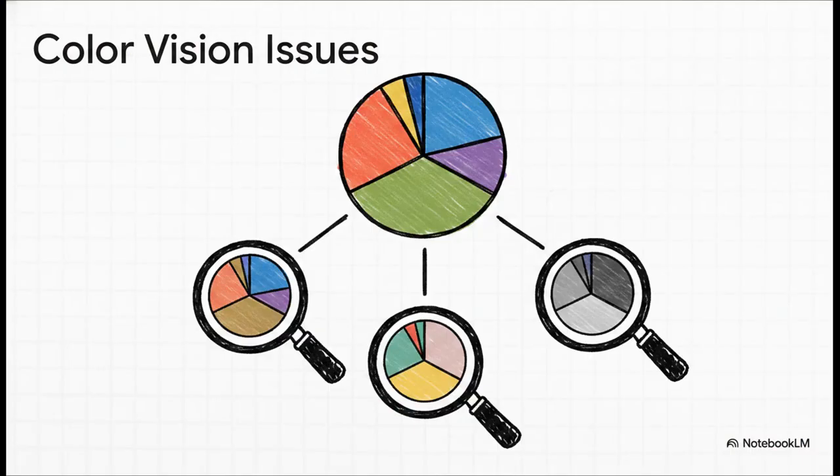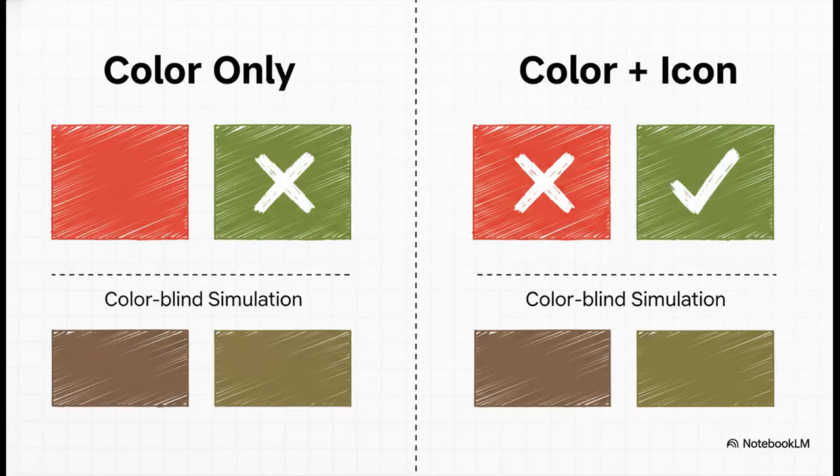You see, a huge part of the population has some form of color vision deficiency. And that means if you're relying on color alone to get important information across, your design is fundamentally flawed. A great design has to work for the entire spectrum of human vision. So what's a simple, super powerful way to make your designs more accessible?